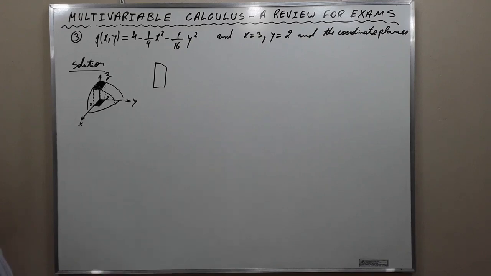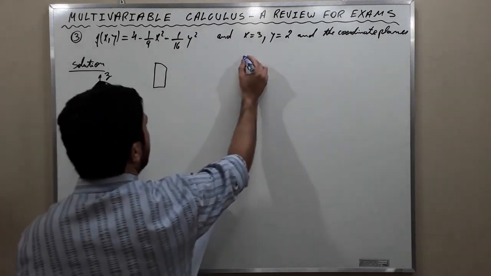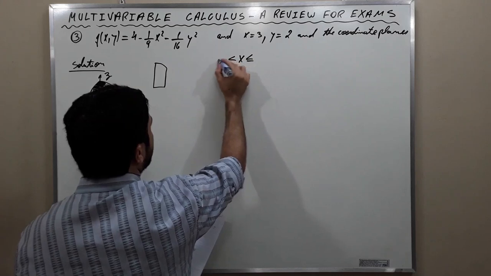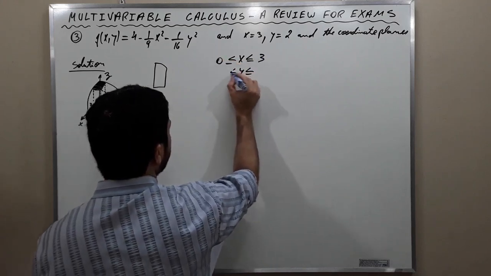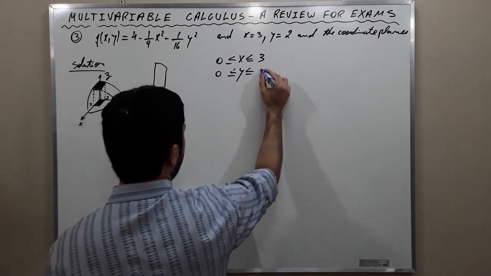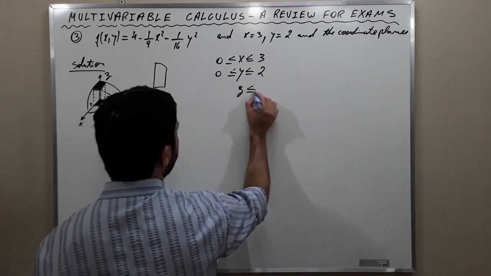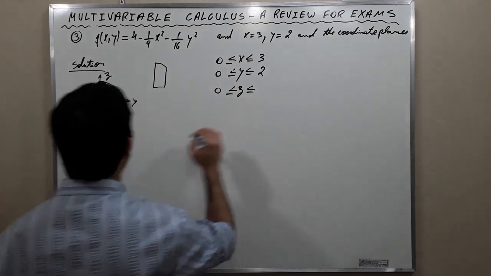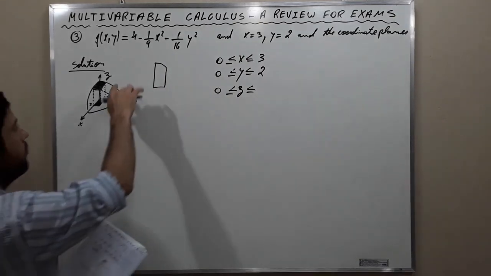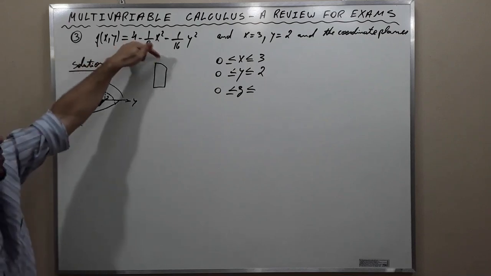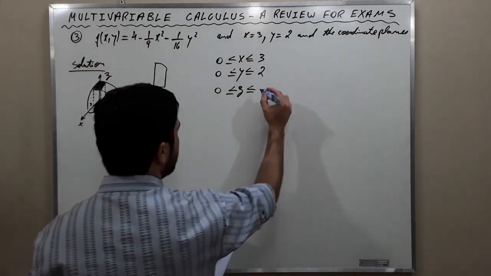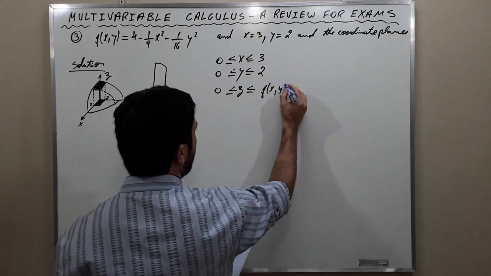Now we know the intervals of integration. X varies from 0 to 3. Y varies from 0 to 2. And z varies from the xy plane to the function. The function is the lid here, the function. And the function is f of xy, all right?